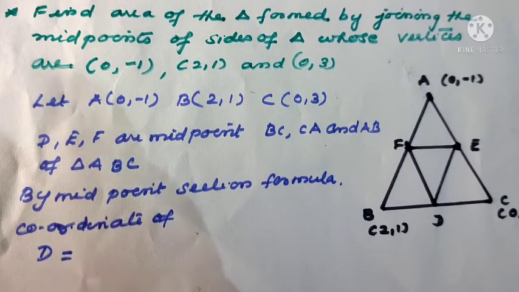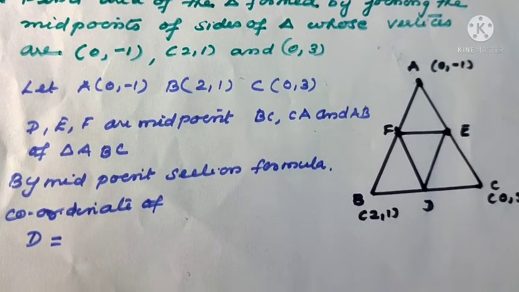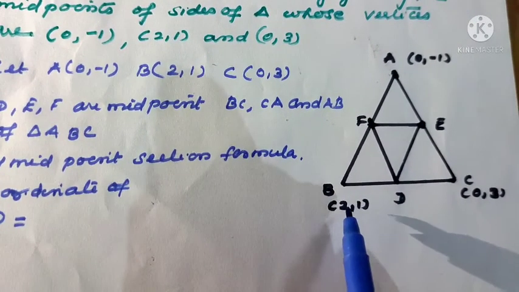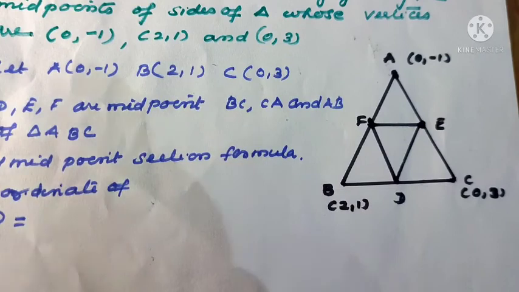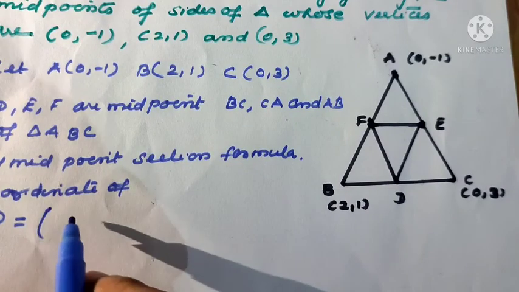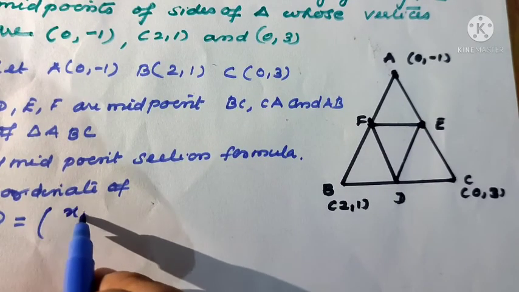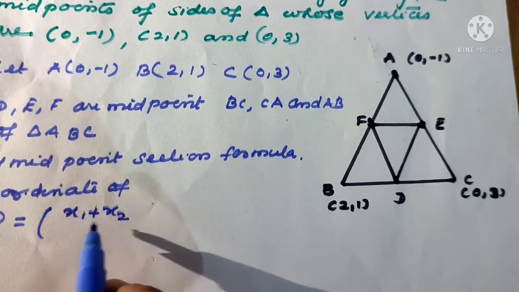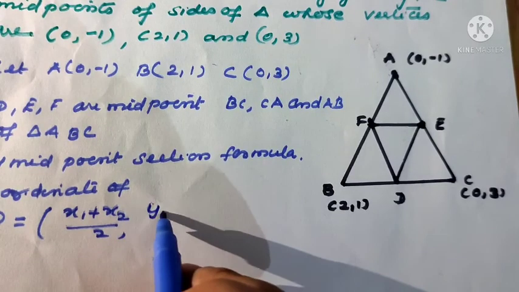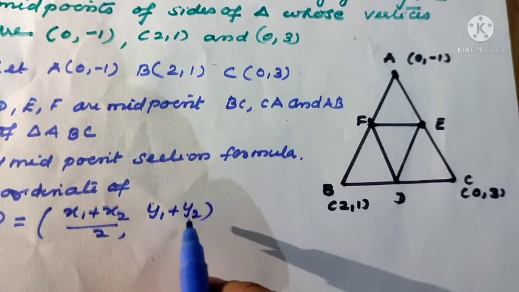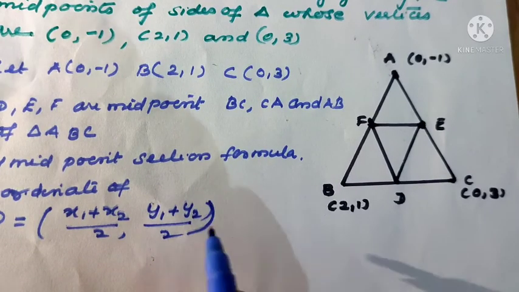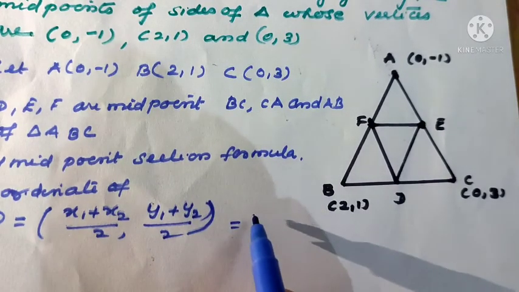Coordinate of D I am writing equal to, D is the midpoint of BC only. So midpoint means 2 plus 0 whole divided by 2. So for the first one I'll write the formula, because if anyone forgot that formula, easily they can remember by seeing this. So only one time the formula to be written.